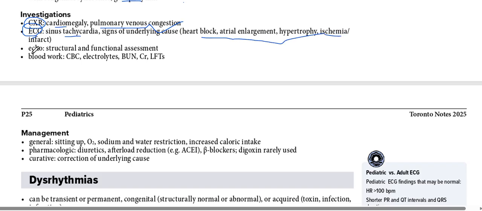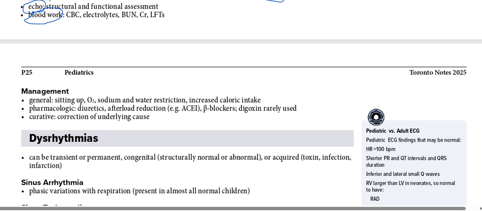So echo, what does it mean? Echo will show structural and functional assessment. Blood work includes CBC, electrolytes, BUN, urea, creatinine, LFTs.